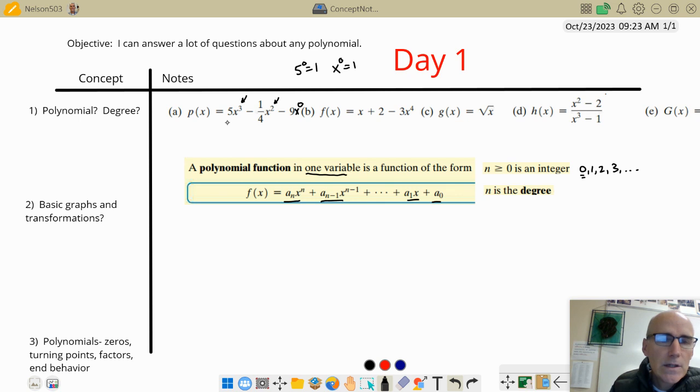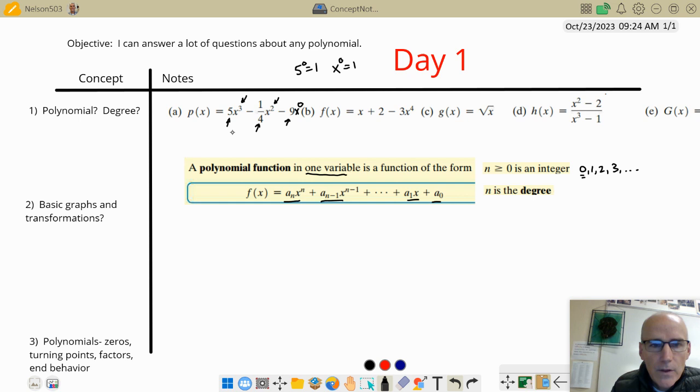The coefficients can be any number. So the 5 is a coefficient. The -1/4 is a coefficient. The -9 is a coefficient too, though I would actually call it just the constant. Coefficient is a word that's going to pop up over and over again, and it's the number that's in front of the x, in front of the variable.